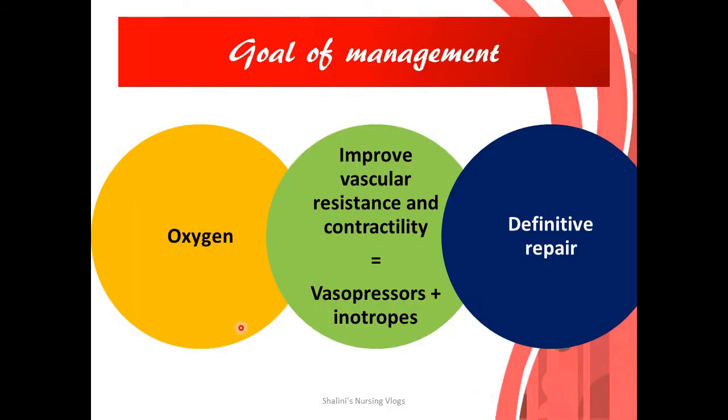The goals of management: oxygenation is the first goal. The second is improving the vascular resistance, for which you give vasopressors, and improving the force of contraction of the heart, which is why you give inotropes. And also definitive repair if the patient needs any surgical intervention, because in case of a valvular disease, unless and until you repair the valve, there is no use. So you have to think of a definitive repair also.